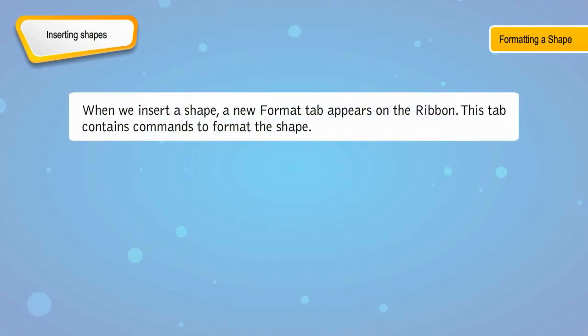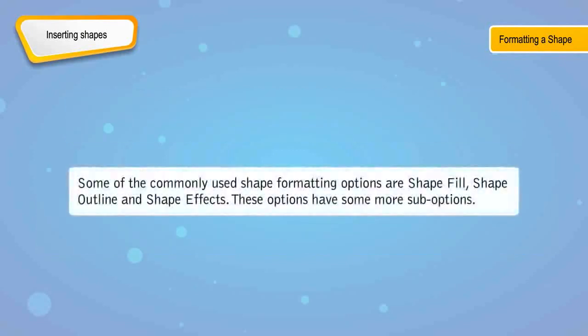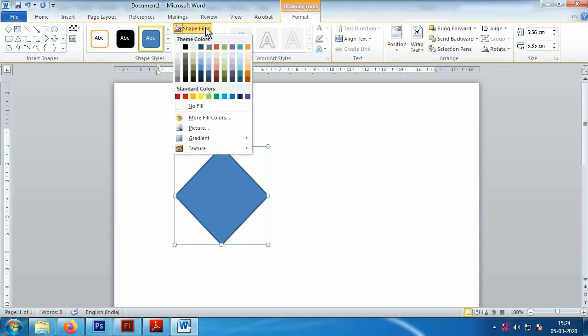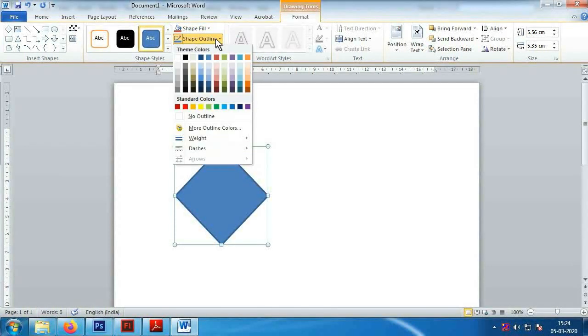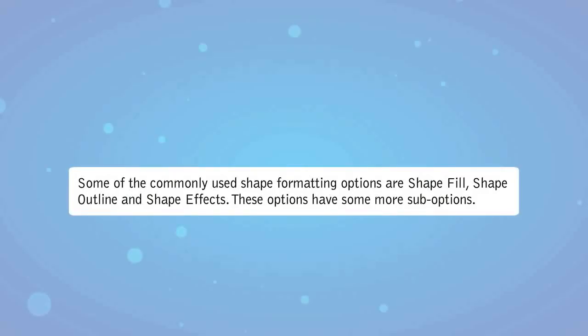Formatting a shape. When we insert a shape, a new Format tab appears on the ribbon. This tab contains commands to format the shape. Some of the commonly used shape formatting options are Shape Fill, Shape Outline and Shape Effects. These options have some more sub-options.